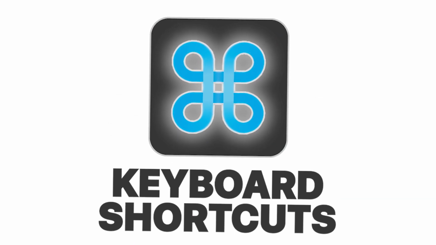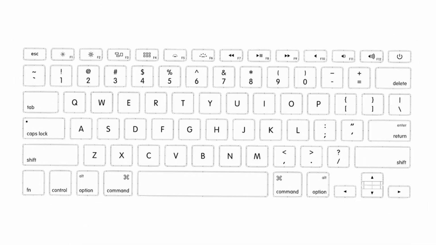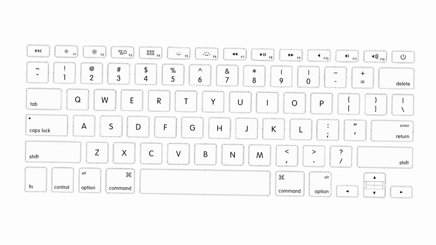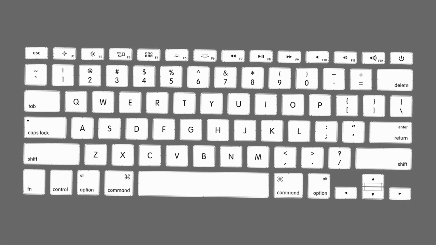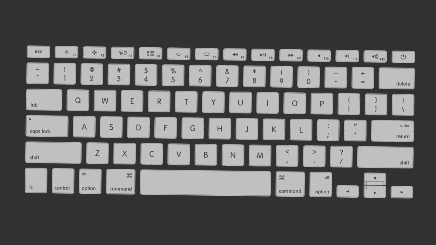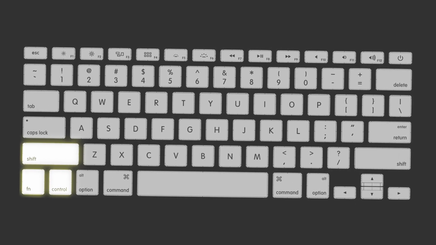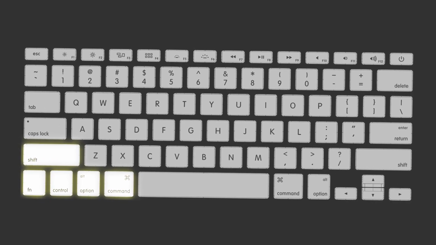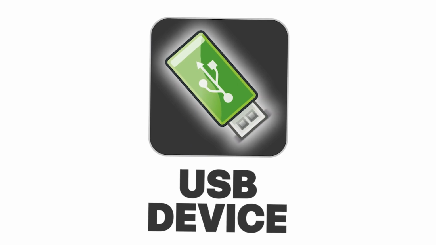Keyboard shortcut. This is probably the classic method. Simply press a key combination on your keyboard to trigger an automation. A key combination always consists of a function key, that's Shift, Function, Control, Option and/or Command, along with one of the other keys.